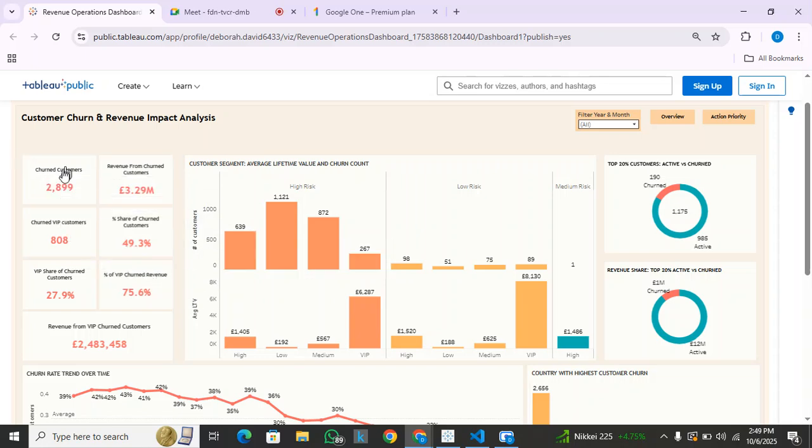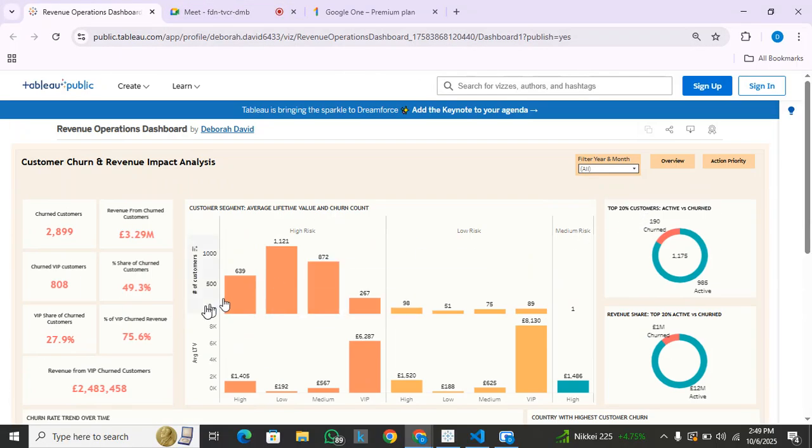So we see that we have 2,899 churn customers. The revenue they generate, and this is what we would potentially be losing if we don't retain these customers, is 3.9 million. The VIP customers within the churn group is 808, and the percentage of churn customers in the whole of the customer count is 49%. And the VIP percentage among churn customers is 27.9.